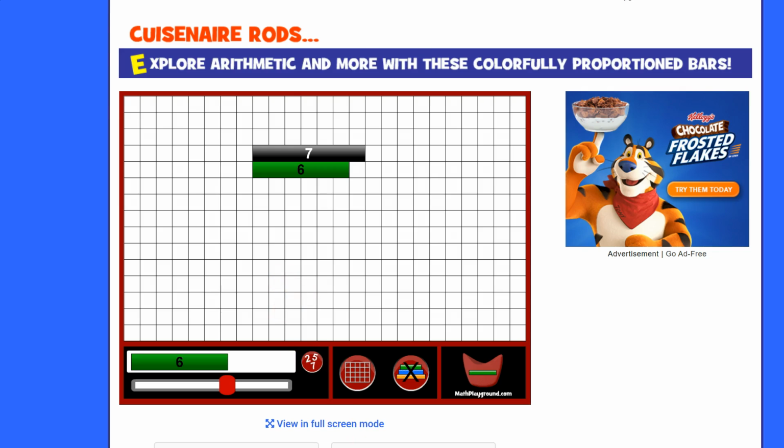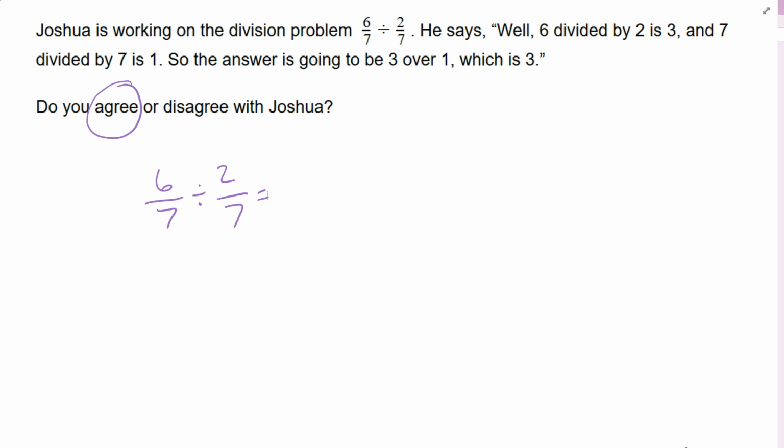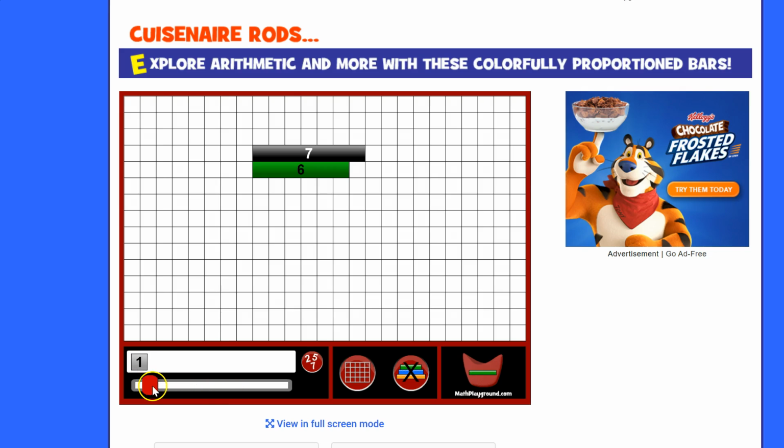And I want to divide that by 2/7. So if I come over here and I get my 2 bar, this 2 would represent 2/7, right? Because I have 2 out of a total of 7. And I can put that right below the green bar. So I want to see how many of these 2/7 will fit into the 6/7. And I can see that the answer there is 3.